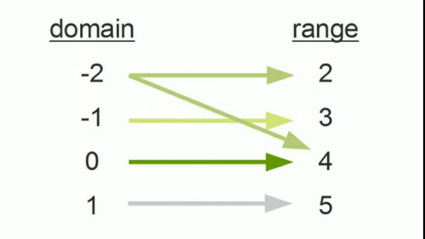This mapping is not a function. The input -2 has more than one output.